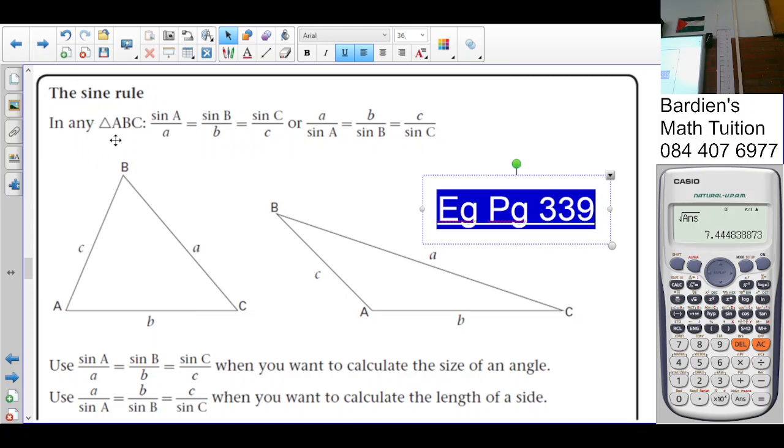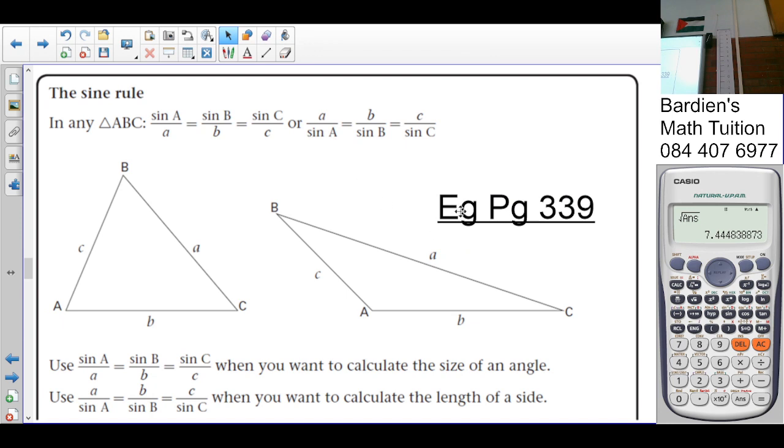Sine rule. In any triangle ABC, sine of A over A is equal to sine of B over B, which is sine C over C. We wrote that one down. So if I take the reciprocal of every fraction, sine of A over A can be written as A over sine A, which is equal to B over sine B, which is C over sine C. So if you have a choice, you can either use it that way or that way, but don't jumble the two. You guys understand?